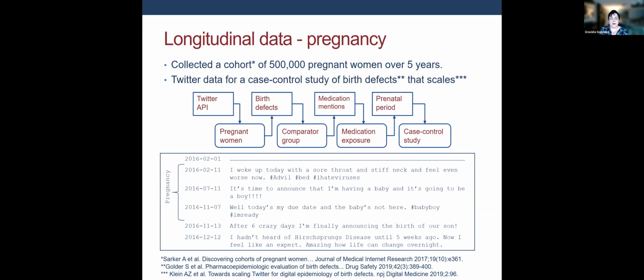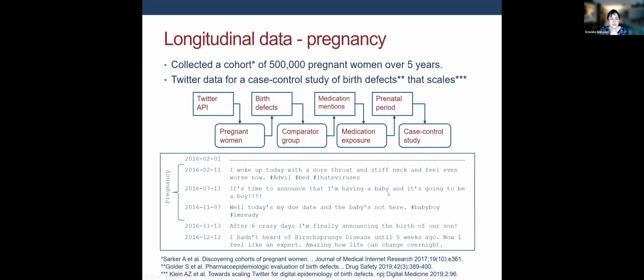This illustrates how it happens and how long it takes. So our first study in 2017 allowed us to get a cohort of which Twitter users we would like to include. And so you see tweets like the one there from July 11th of 2016. It says, "It's time to announce that I'm having a baby and it's going to be a boy." So pregnancy announcements are the way that we get this cohort.